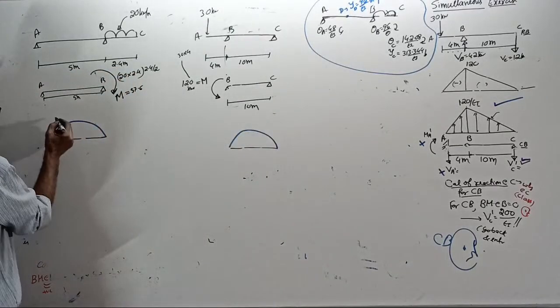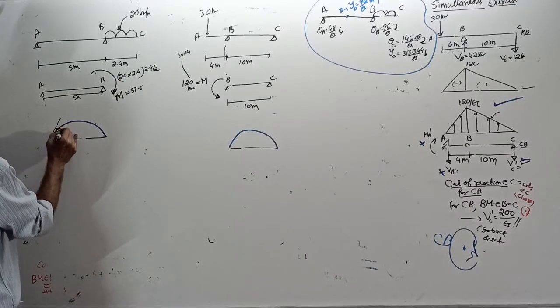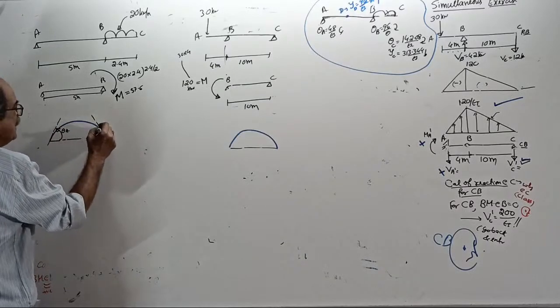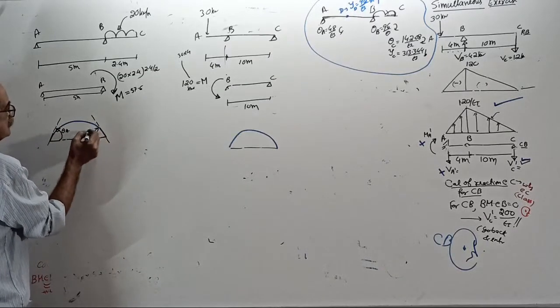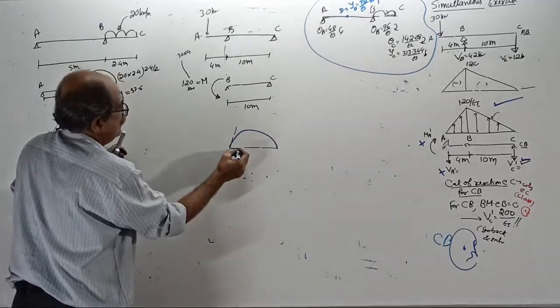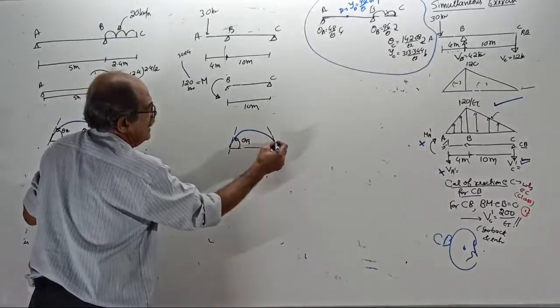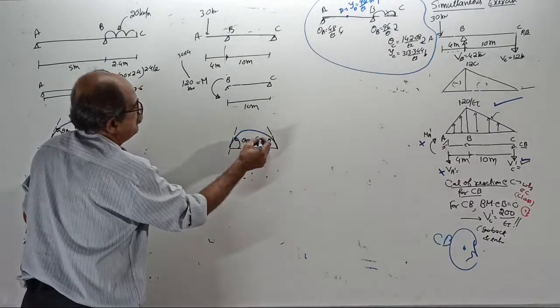Draw the tangent to the elastic curve here. This is the slope theta A. Draw a tangent to the elastic curve. This is the slope theta B. Draw a tangent to the elastic curve. This is anti-clockwise here, slope theta B. Draw a tangent to the elastic curve. This is slope theta C.